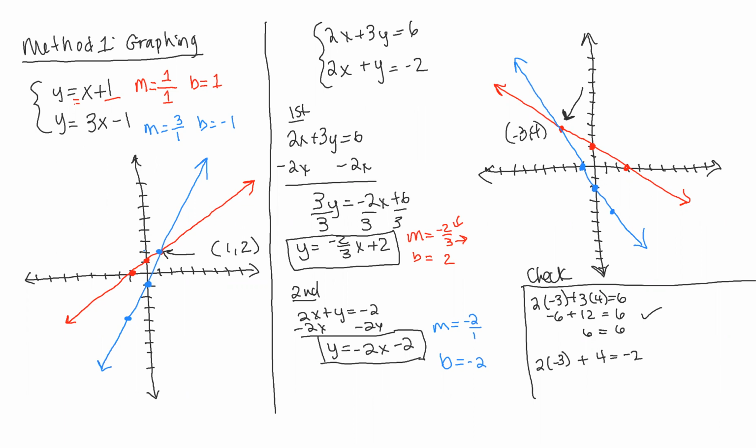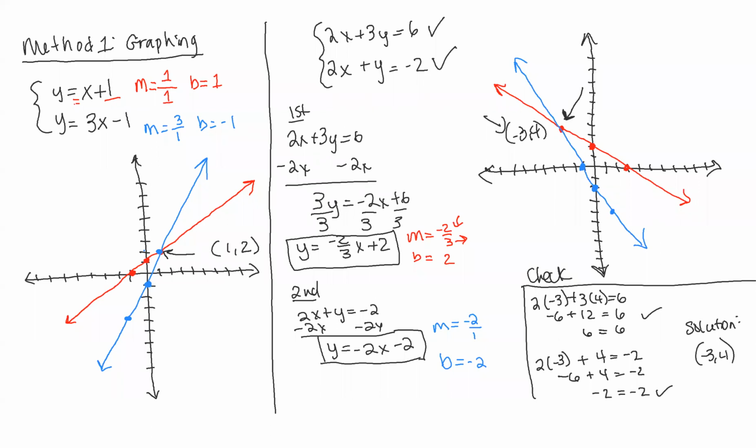So let's see, 2 times -3 is -6. And we need to see if -6 plus 4 equals -2. It does. So we would say that the solution really truly is (-3, 4), because this ordered pair satisfies both of these equations right here.